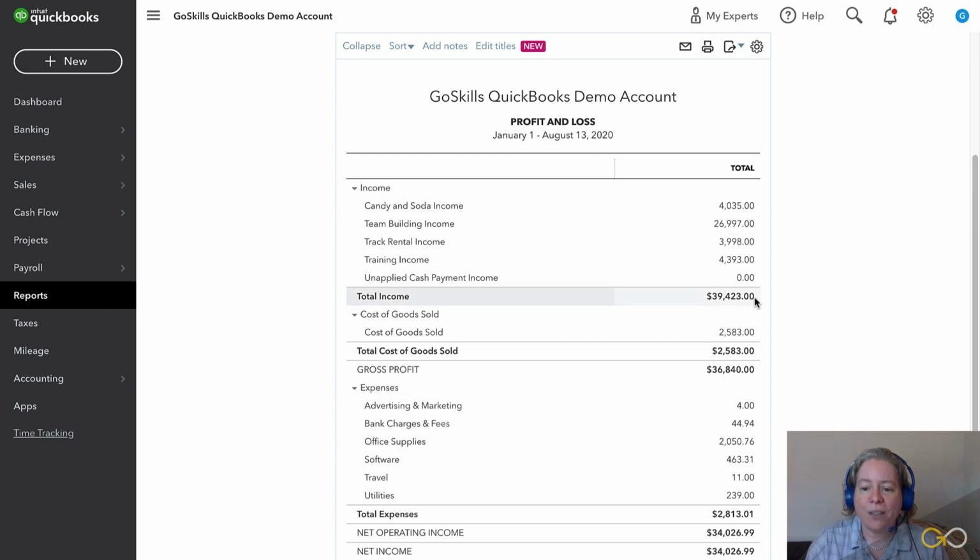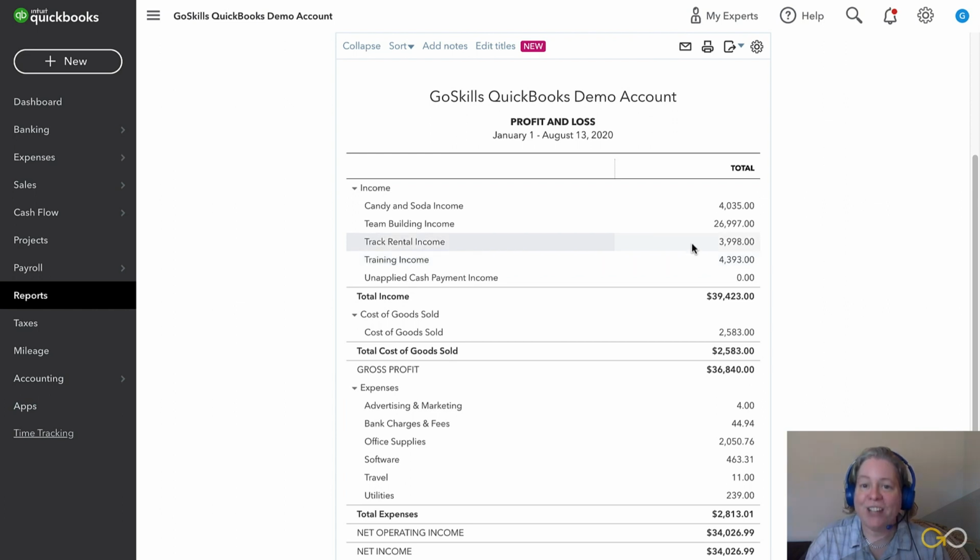Over here, when I look at the income, I can see I have $39,000 worth of income. I can see I have these various categories where the income gets logged. One of the things that I have is track rental income. I know that in my business, I sell track rental in 30-minute increments. I also have training income. I know in my business, I sell race car training in increments of 2 hours, 4 hours, and 8 hours.